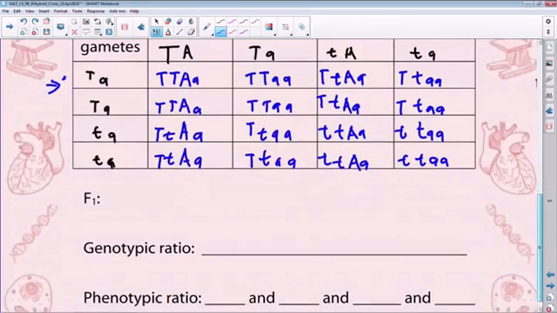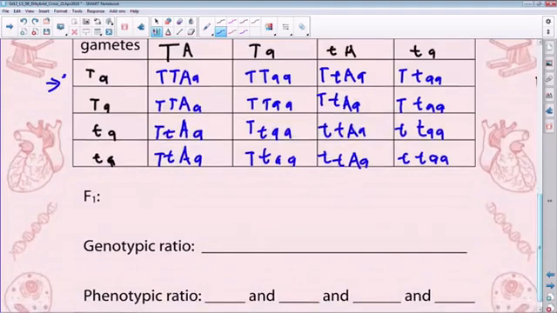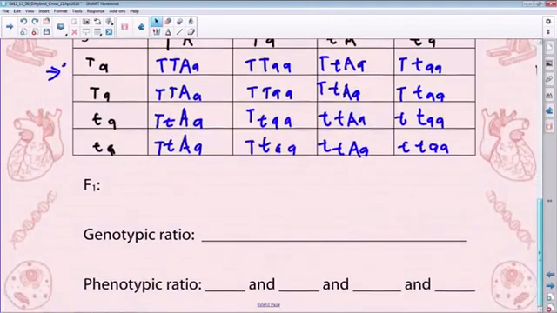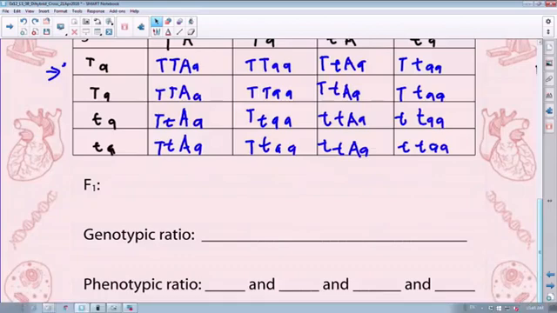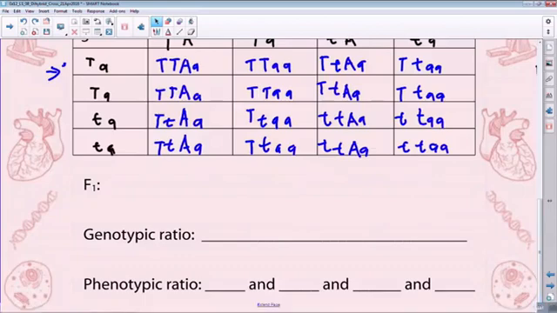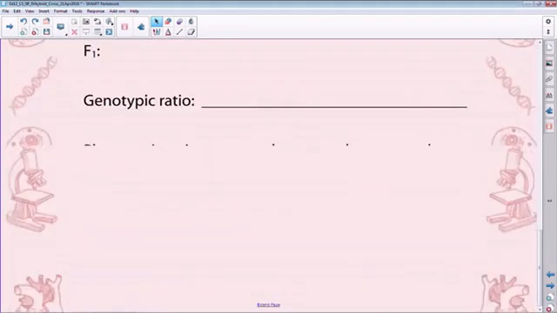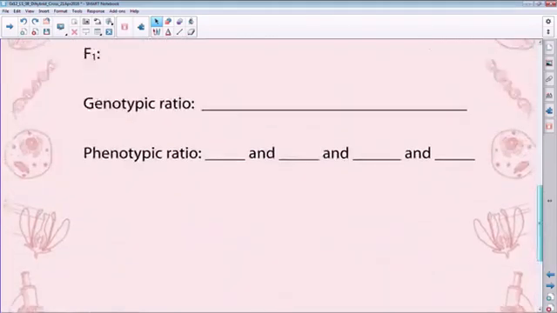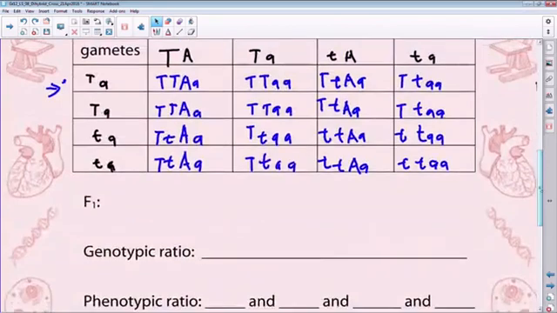Now, let's see what I can do here. They want to know the genotypes and the phenotype ratio. Okay, now I'm going to show you how to do this. I'm going to extend this page quickly. There we go. Bring this up again. And this is how you do it.